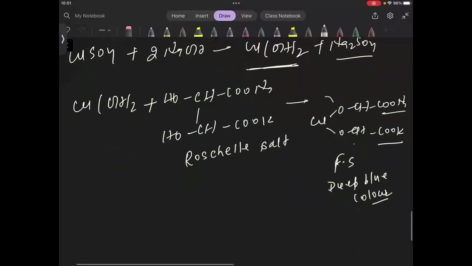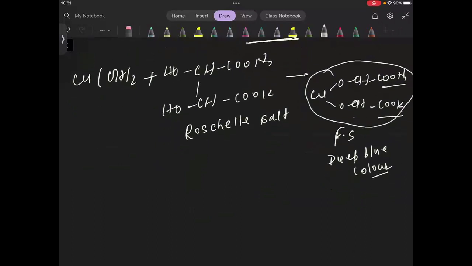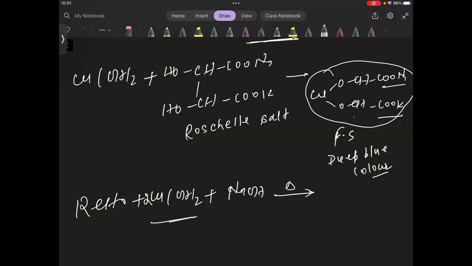Now exactly this solution, how to write it is very, very complex. So simply we write here RCHO plus Cu(OH)2, with 2 moles, plus sodium hydroxide, and supply heat. We'll get RCOO negative plus Cu2O plus water, 2 moles or 3 moles of water you will get.